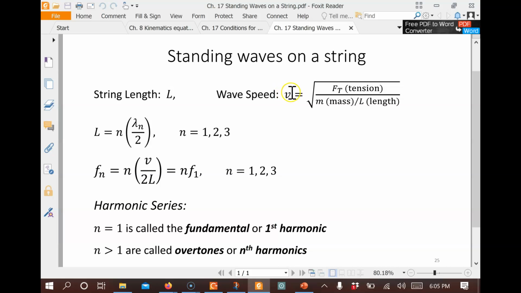So you can see the wave speed is given by the tension of the string divided by the mass per unit length, or the linear mass density. And we've also got some relations here for the length of the string in terms of the wavelength and the frequency of the string. And we see that it produces a harmonic series of frequencies, which are given by this integer value n. We're going to explore that in this problem. When n equals 1, we call it the fundamental frequency or first harmonic, and n greater than 1 are called nth harmonics or overtones.